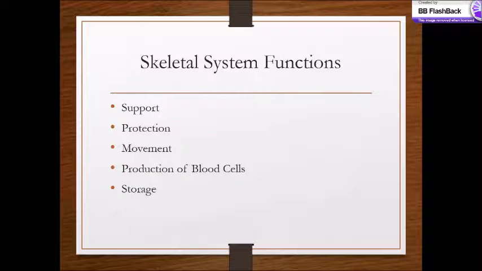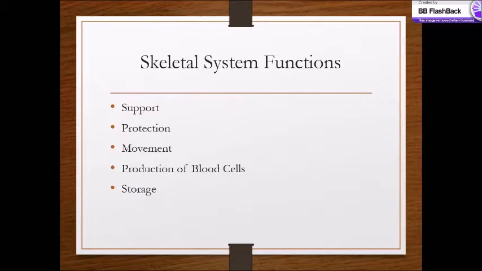Okay, so now we're going to go over the skeletal system functions. Because of the bones that we went over, this is how they actually help the system function. And there are 5 ways within the human body. And they function with support, protection, movement, production of blood cells, and storage. Okay, they provide support to the body and the surrounding tissue. And the skeletal system also provides protection to the organs inside the body.